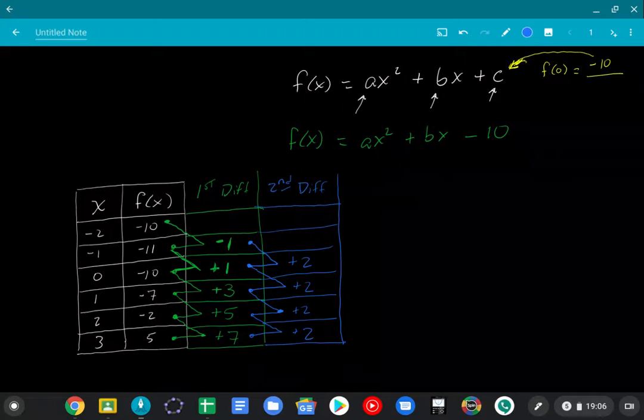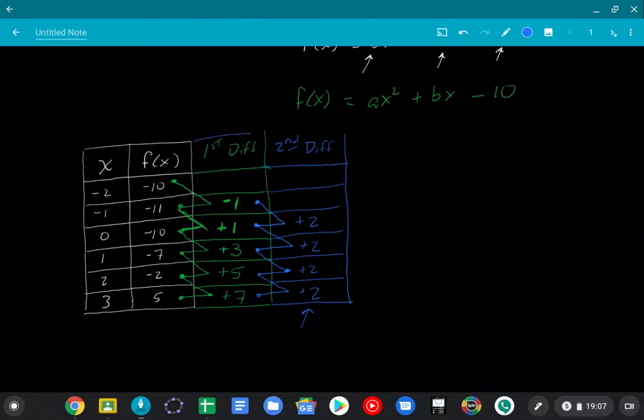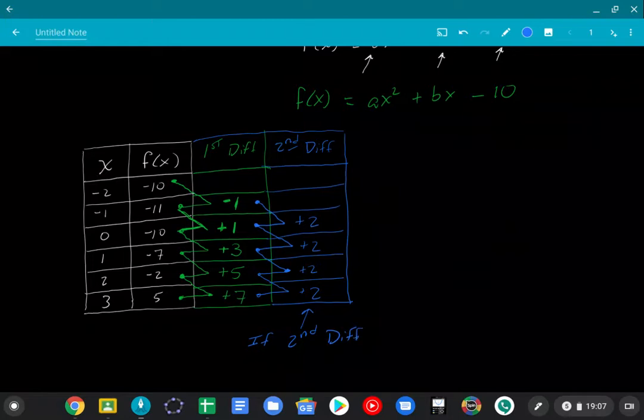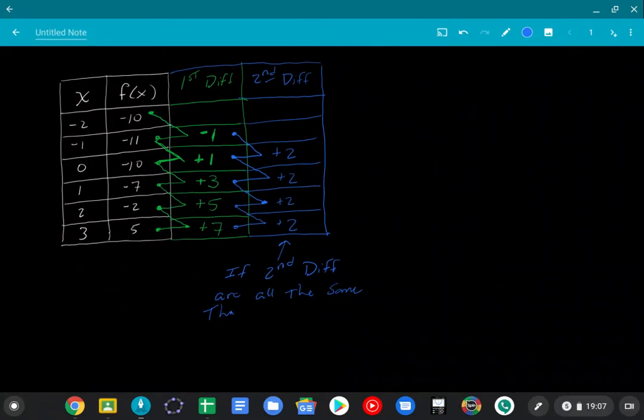And so long as these second differences are constant, you're getting the same number over and over again, that means, if second differences are all the same, then we know it is quadratic. Oh, okay, I can spell quadratic.